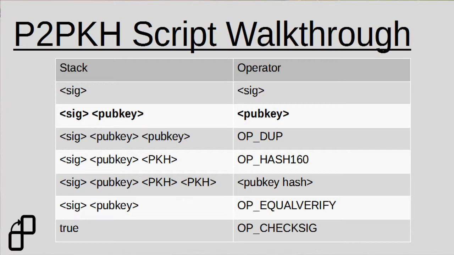Now we get to the locking script part of the script, and the first thing that we see is OP_DUP, duplication. So all this operator does is take the existing item at the top of the stack, which is pub key, and duplicates it and pushes that value onto the top of the stack. So now our stack has pub key, pub key, and signature from top down.